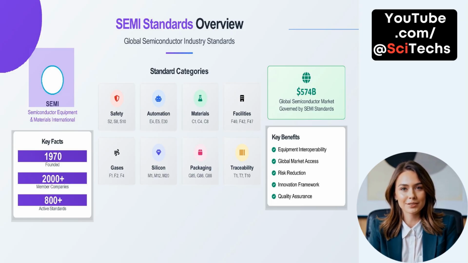Safety standards, such as S2, S8, and S10, ensure workplace and product safety. Automation standards like E4, E5, and E30 facilitate equipment communication. Material standards, C1, C4, and C8, govern quality and compatibility. Facility standards, including F40, F42, and F47, define utility and layout requirements. Standards also address gases, F1, F2, F4, silicon, M1, M12, M20, packaging, G85, G86, G88, and traceability, T1, T7, T10.